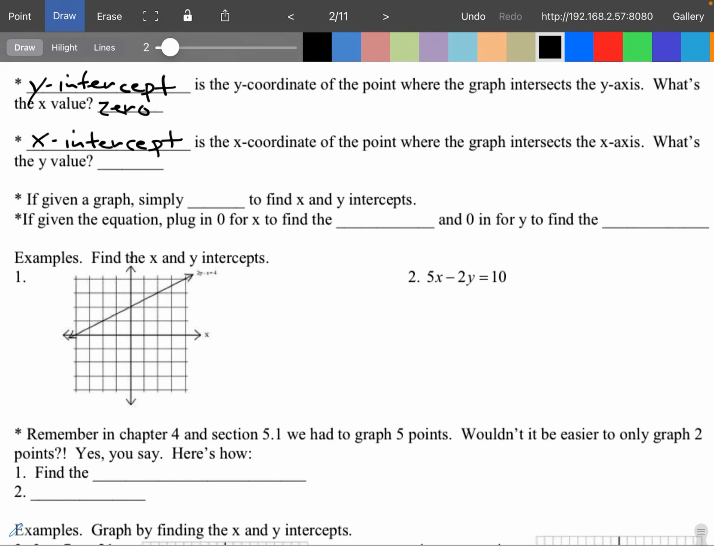And then what's the y-coordinate there? 0. If any point is on the x-axis, then the y-coordinate is always going to be 0. So that's your next blank there. This should say 0 right here.